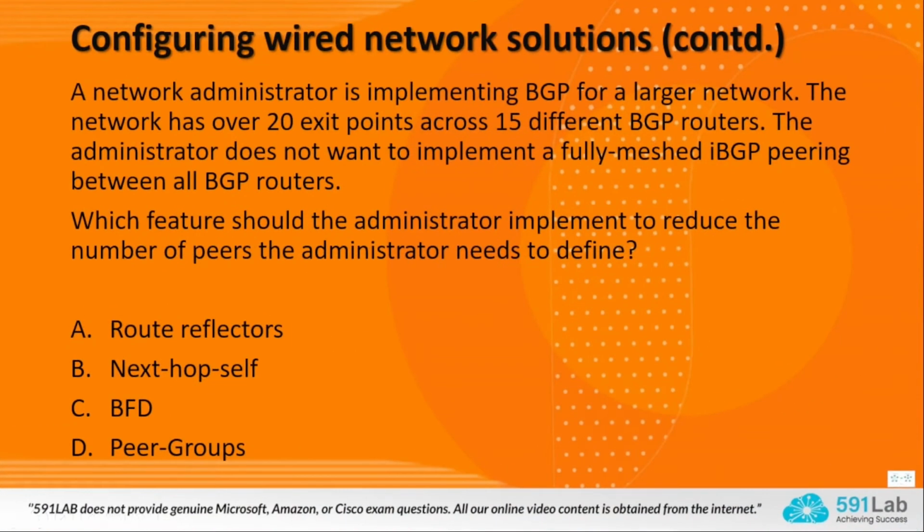We'll go through the answers. Option A, route reflectors. Yes, this is what we have discussed. This is correct. Let's check the other options as well. Option B, next hop self.